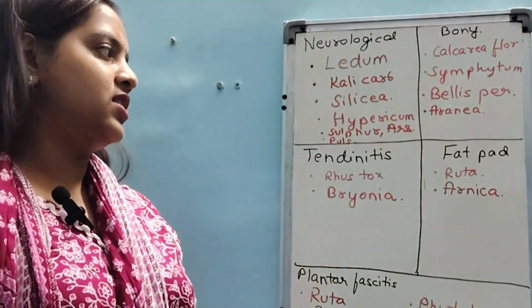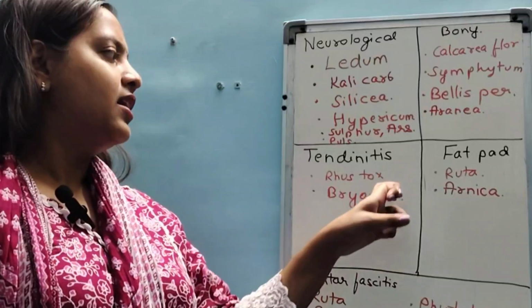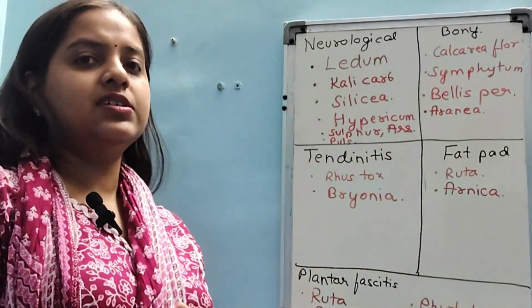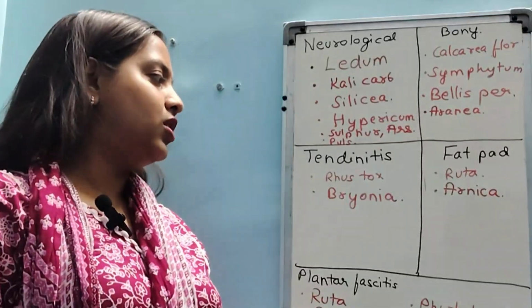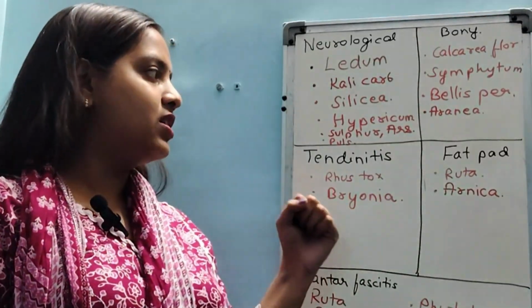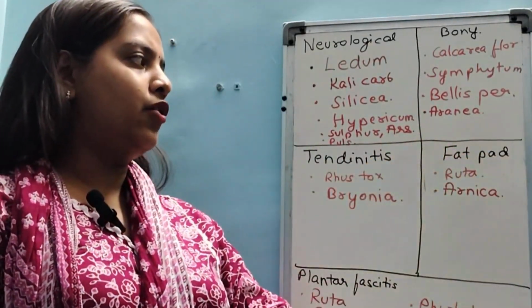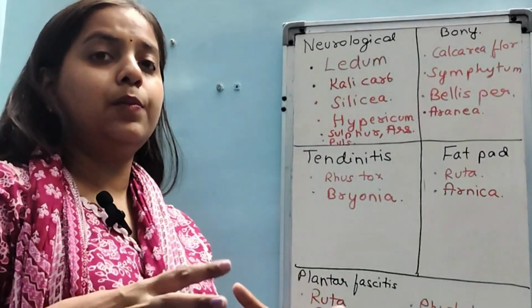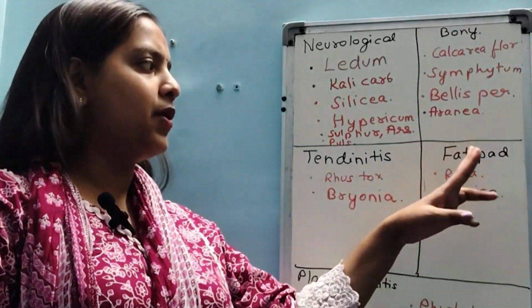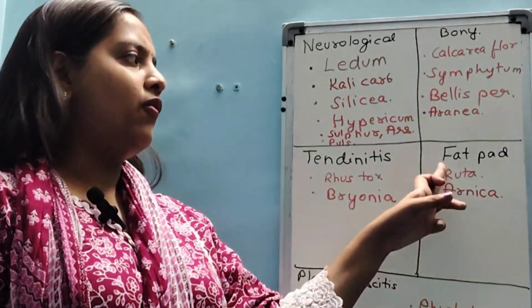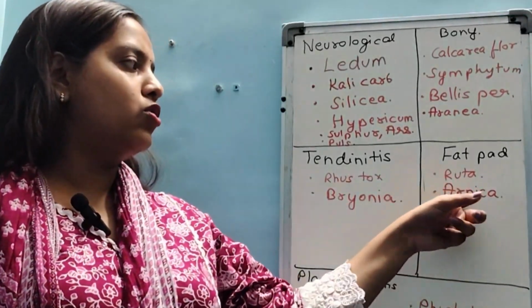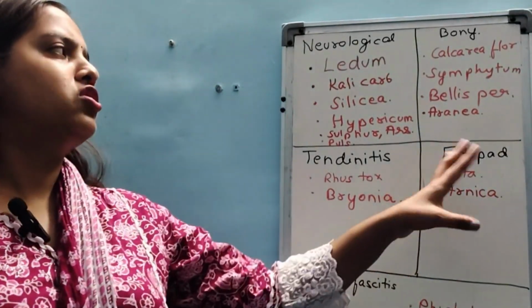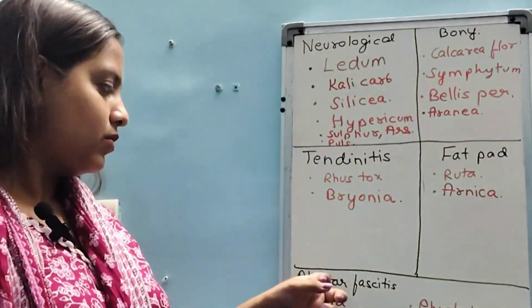Next, we come to the muscular causes. First, we have tendinitis. Then we have Rhus tox if the pain is obviously aggravated after rest, and better by motion. Bryonia, just the opposite of this. Next is fat pad atrophy. As Ruta helps in the repair of tissue, it will help in the repair of fat pad also. And also because the fat pad atrophy will cause injury to the bones, you can also use Arnica here. And also Symphytum will come here too.